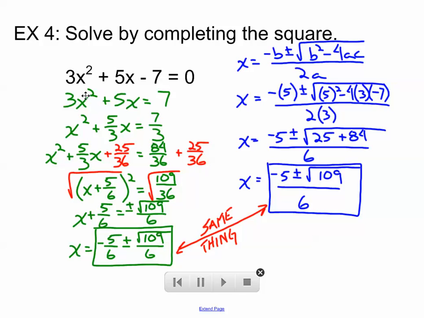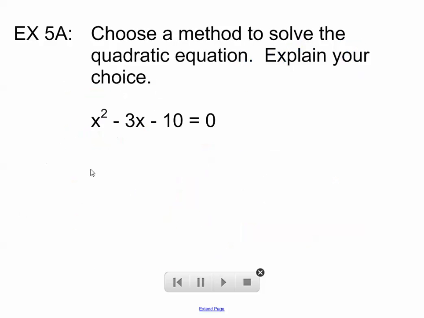When lead coefficient's not 1, I would just use the quadratic formula. When the lead coefficient's 1 and the middle term is even, completing the square is pretty good, unless you can factor it pretty easily. Choose a method to solve the quadratic equation, and I'm going to definitely rationalize my choice.